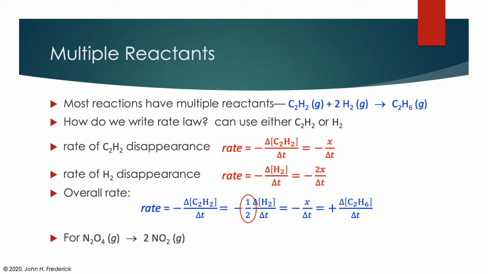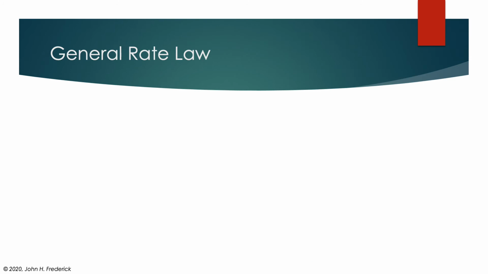So that's why we focus on that. Now if we were to look back at our reaction of N2O4, we might write a rate that looks like this, where it's the rate of disappearance, so negative the change in the concentration of N2O4 with respect to time, but that would be equal to the positive change in NO2 with respect to time divided by 2. We've added the 2 now, which is the stoichiometric coefficient. So this leads us in the direction of a general rate law.